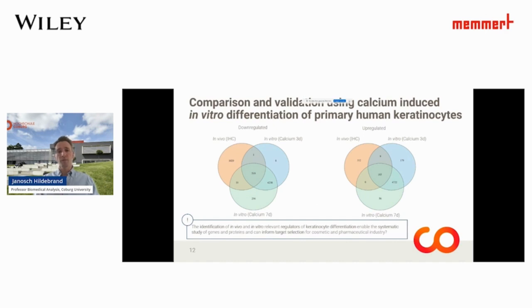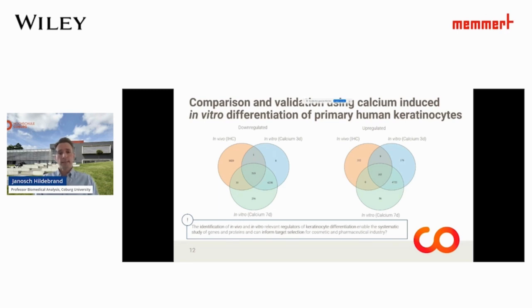The comparison of these transcriptome analyses to the immunohistochemistry data revealed that more than 600 proteins, so roughly 500 in the downregulated group, you see it here on the left side, and roughly 160 for the upregulated ones on the right side, were differentially expressed during in vivo differentiation and showed the same direction of regulation within the transcriptome during calcium-induced differentiation in our transcriptome analysis.